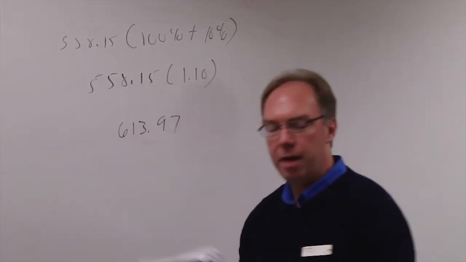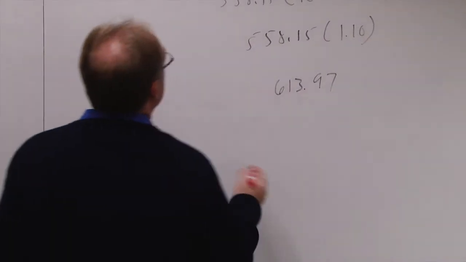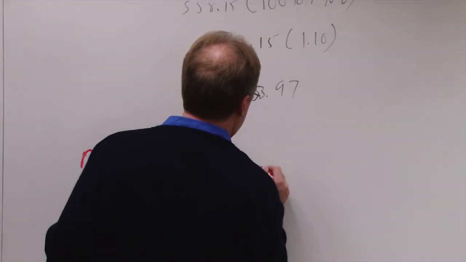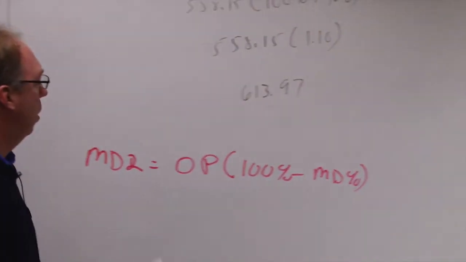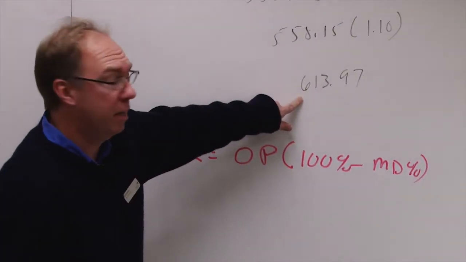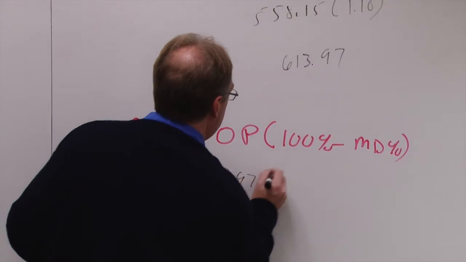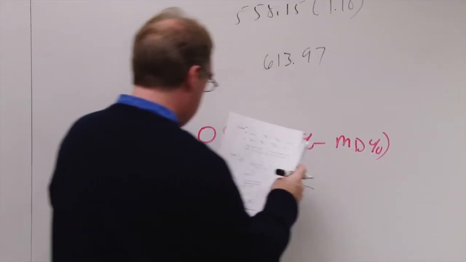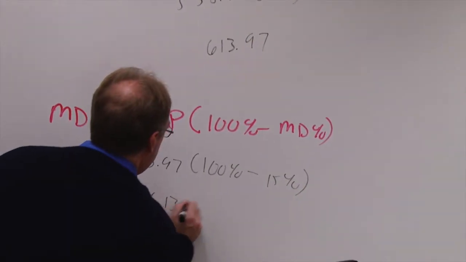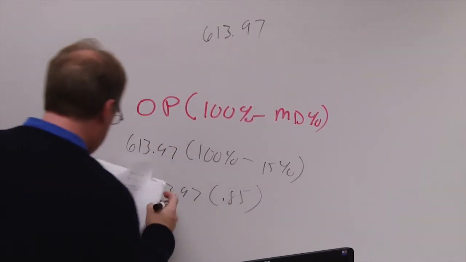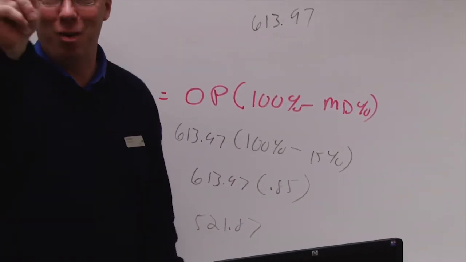So now we have another markdown. Markdown 2. So again, it's going to be the original price times 100% minus our markdown percentage. The original price we're going to use is the last price in the markup that we did. So it's going to be $613.97 times 100% minus the markdown percentage, in this case 15%. $613.97 times 0.85, and this is going to give us $521.87. Okay. We're not over yet. We've got one more part to go.